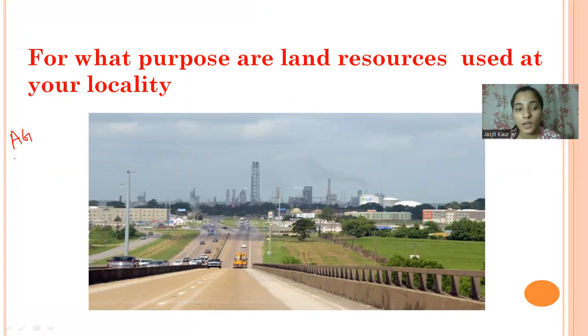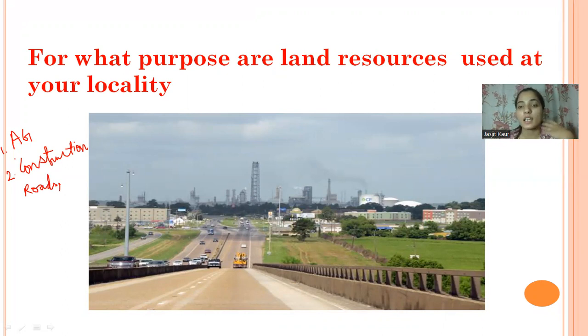If I talk about my area, the land is mostly used for agriculture. And apart from agriculture, people are using it for constructing their own shops and buildings there. So this can be one use. And then apart from this, people are also constructing roads and bridges in that area. So in my area, the land is used for different purposes. So we can say that how one particular land is being used for different purposes is known as land use.